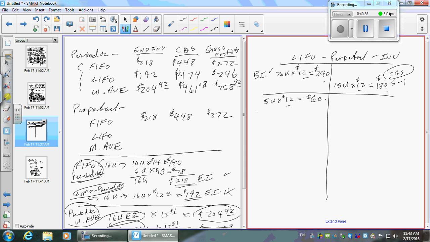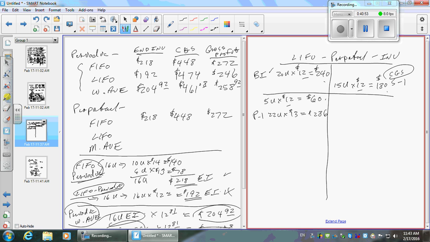All right. What's the next thing that happened? Purchase, right? How many units do we buy? 22 units. What did they cost? 13. How much is that? What's 13 times 22? 286.